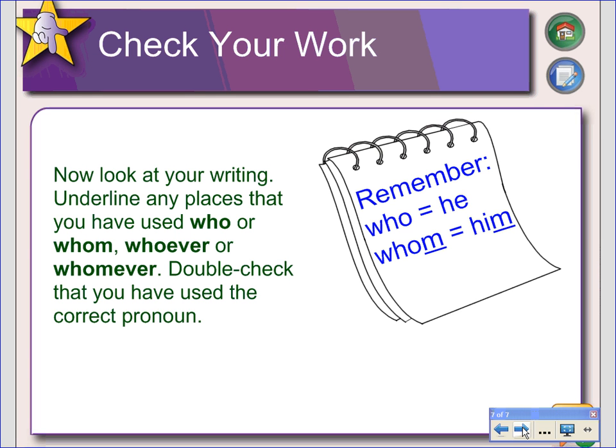But it all depends on your own writing, so take a look at it, double check using the rules that I've taught you. Just remember who is like he and whom is like him.